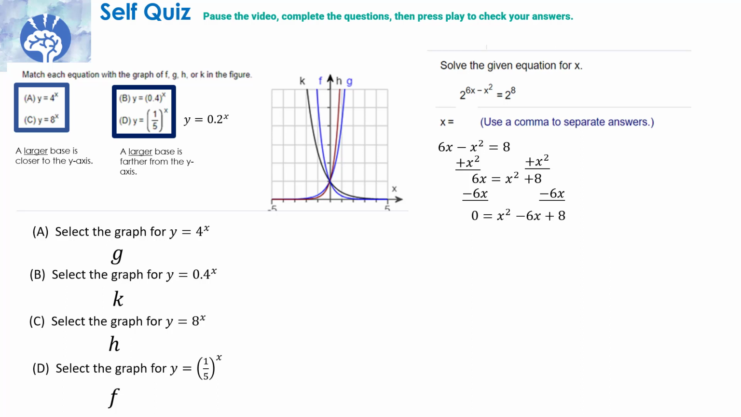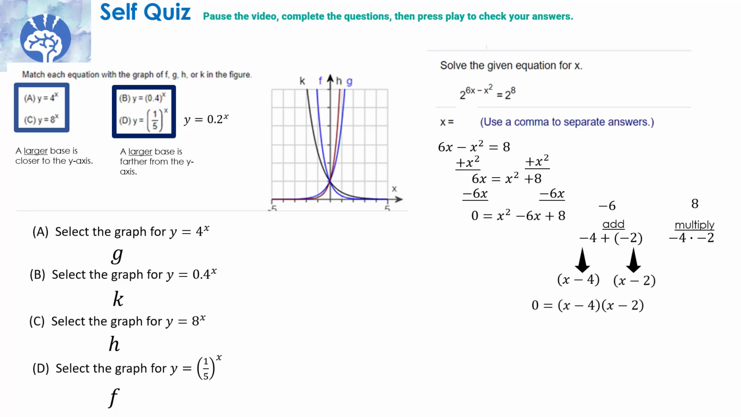This gives us 0 equals x squared minus 6x plus 8, perfect to factor. Now all we need to do is think of two numbers that multiply to 8 that add to negative 6. Negative 4 times negative 2 is 8, and negative 4 plus negative 2 is negative 6. If this one sounds familiar, it should. We factored this one just a second ago, and we ended up with x minus 4 times x minus 2.